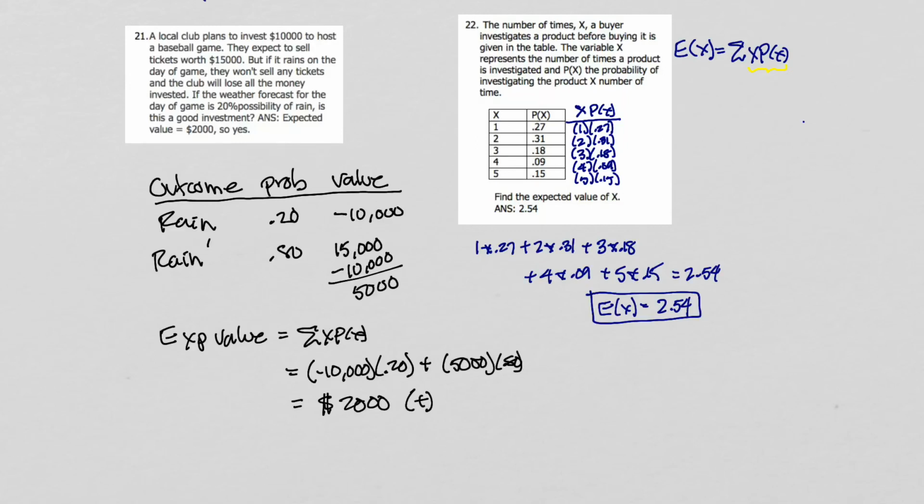Now what this means is this, x is the number of times a buyer investigates a product before buying it. So if we took a whole bunch of buyers, hundreds of buyers, on the average, they would investigate the product 2.54 times. Now, of course, some people are going to investigate it only once, some twice, some 3 times, 4 and 5, but on the average, that would be a 2.54.